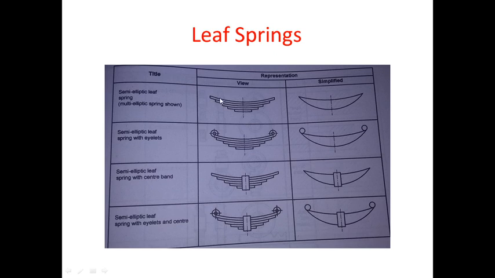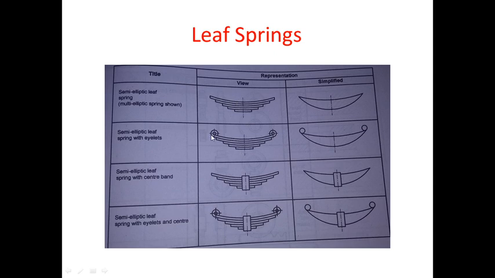You can see in a leaf spring there are a number of bands, or we can say a number of rods, which are in a semi-elliptical shape. That is, if we cut these bands across the cross section, you can see a semi-elliptical shape. So it is called a semi-elliptical leaf spring. Now there are many types of semi-elliptical leaf spring. In the first, only a simple leaf spring is shown without any eye hole and center band.